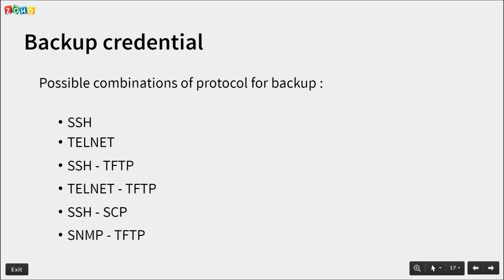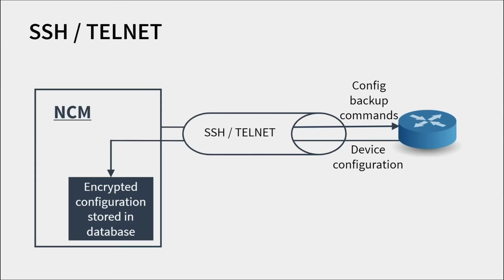Moving on to backup credentials. Backup credentials are available in 4 possible combinations. They are SSH, Telnet, SSH TFTP, Telnet TFTP, SSH SCP, SNMP TFTP. Now let me tell you how SSH Telnet works.